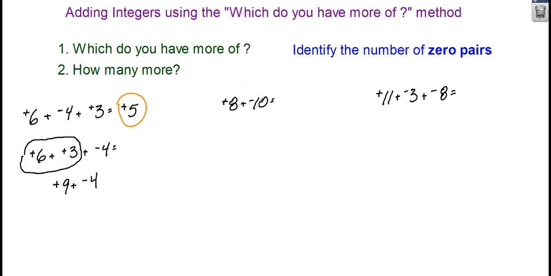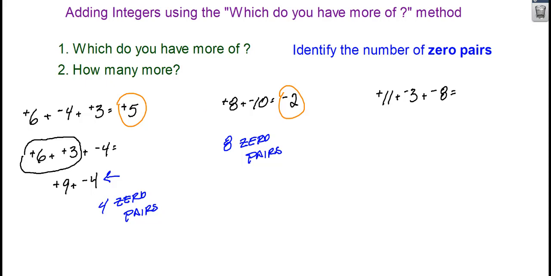Positive 8 plus negative 10. Which do you have more of? More negatives. How many more? 2 more. And I need to go back and identify. Back on this one, by the way, let's do this. Here we had 8 zero pairs. Here we'd look at this line and we'd see 9 positives and 4 negatives. That meant there were 4 zero pairs.